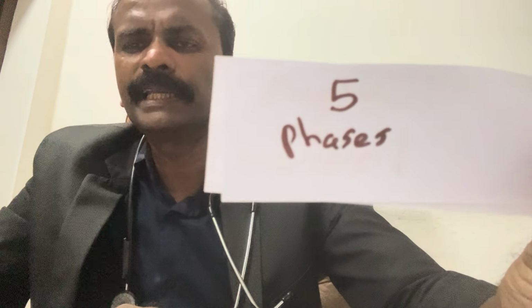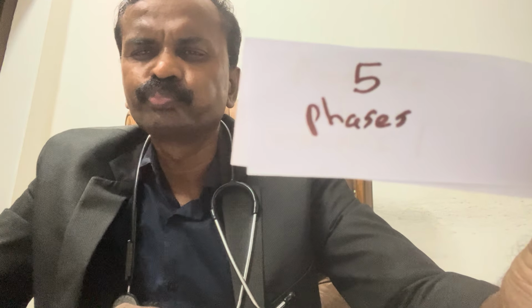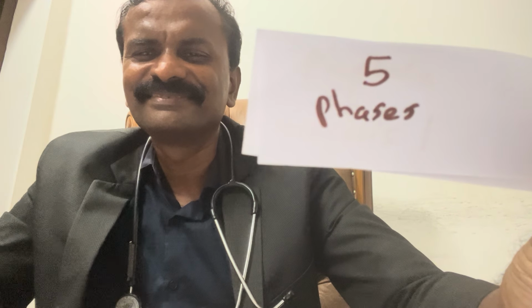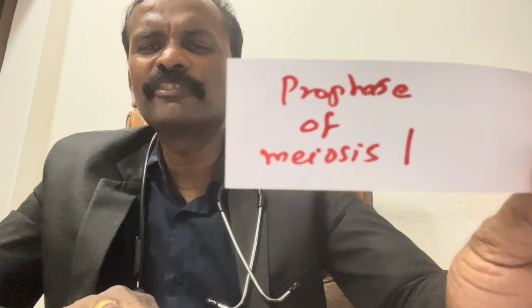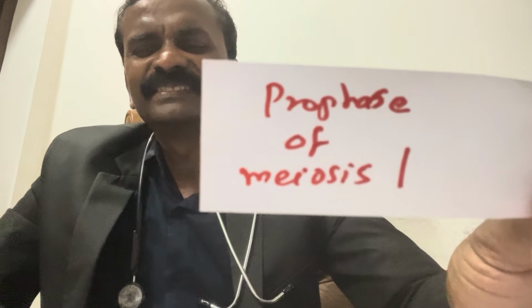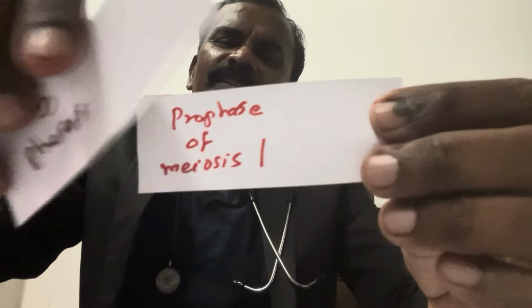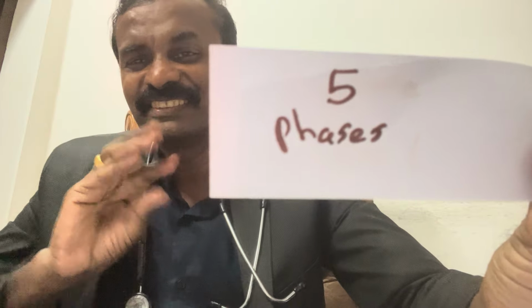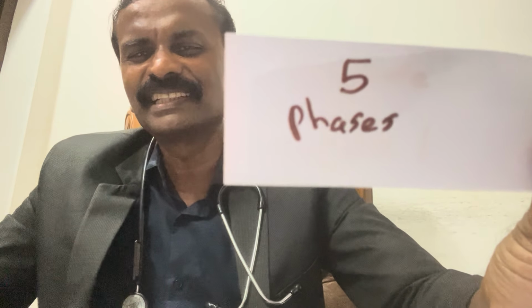Five phases. Any idea? Prophase of meiosis 1. Remember all the 5 phases. Read the textbook, okay? Read it once. All are complicated words. It will not come in your mouth. Little confusing words, okay? 5 phases. Good.